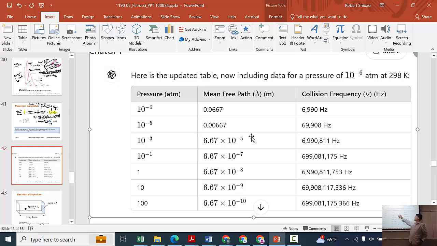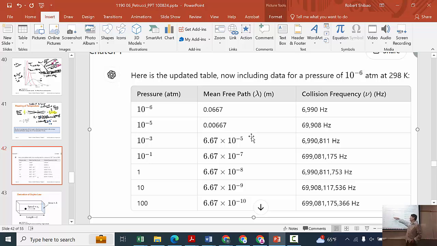So there are two things that we're very interested in for gases in kinetic molecular theory. One of the things is mean free path. Mean free path is how far a particle travels before it collides with something, on average. And so when we look at the mean free path, if the pressure is low, let's say a microatmosphere, then the mean free path is about 6.7 centimeters. So at a microatmosphere, a particle will travel about 6.7 centimeters on average before colliding with something. That's a huge distance in terms of how tiny the particles are.